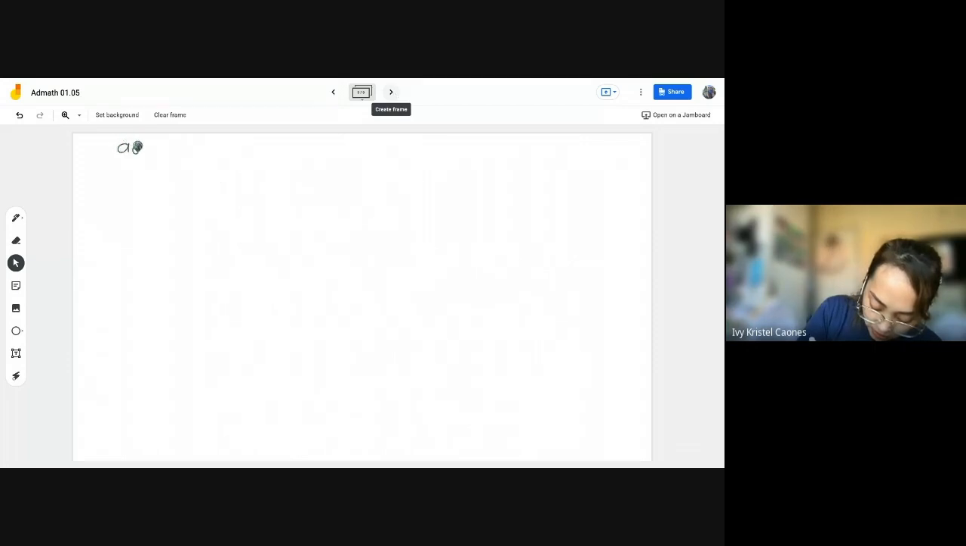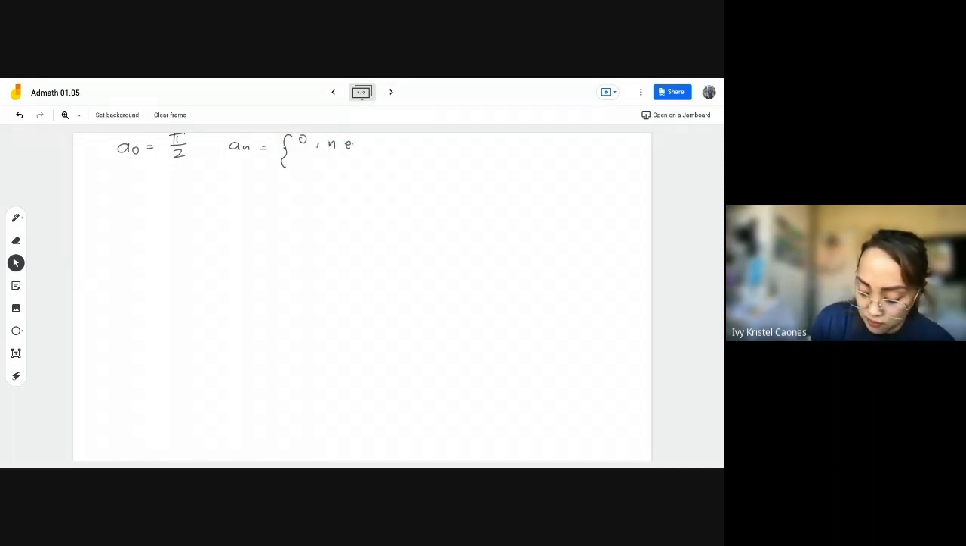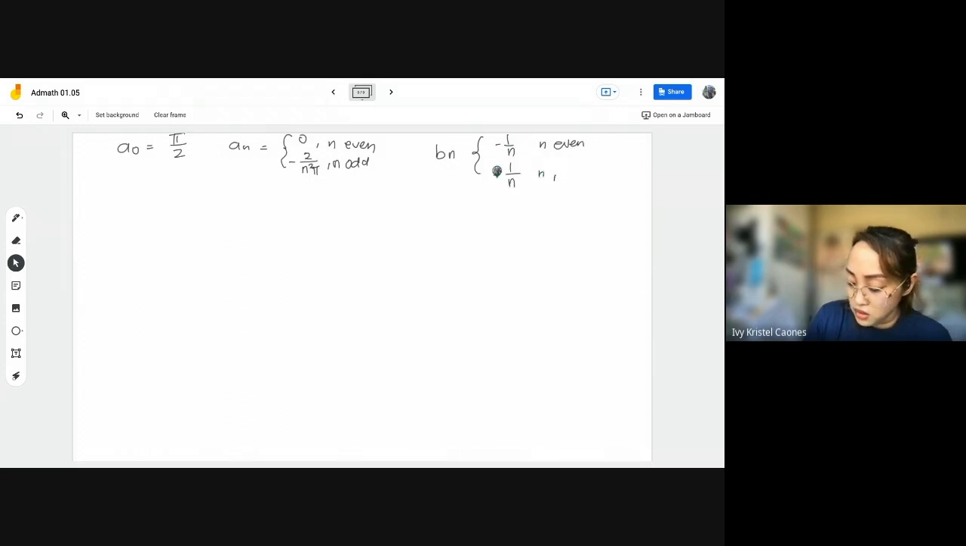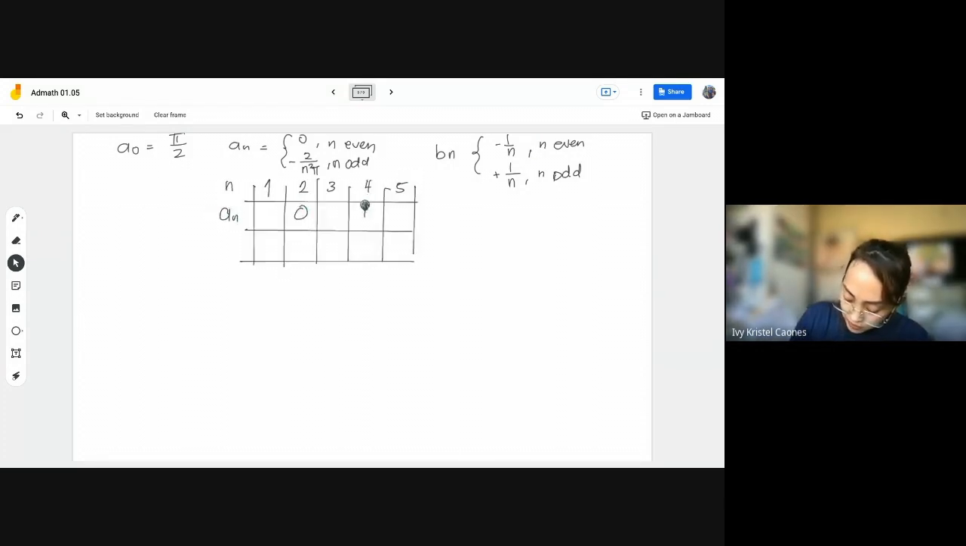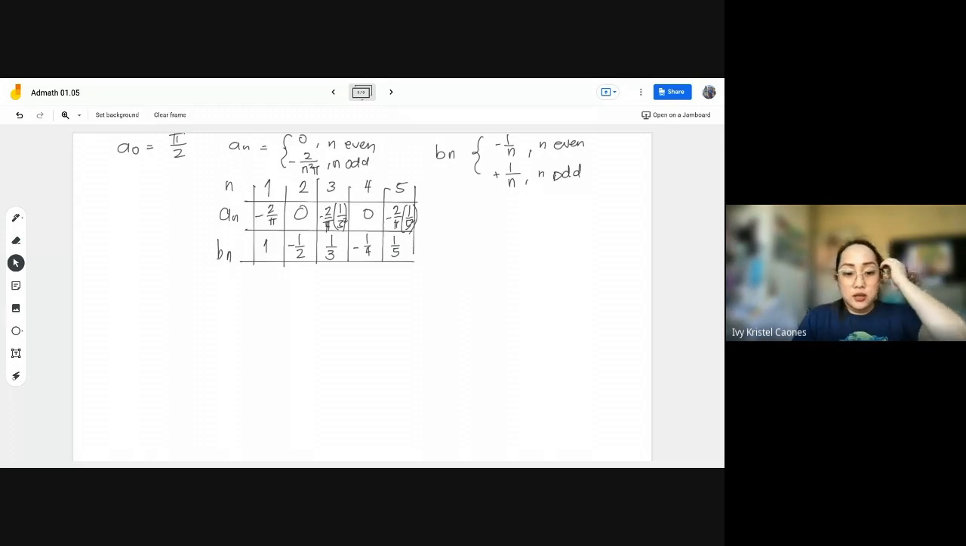Okay, let's summarize. a sub 0 is pi over 2, a sub n is 0 whenever n is even, and negative 2 over n squared pi whenever n is odd, and b sub n is negative 1 over n when n is even, positive when odd. So the next step is the table. a sub n is 0 for even, then negative 2 over pi, then negative 2 over pi times 1 over 3 squared, then negative 2 over pi times 1 over 5 squared.